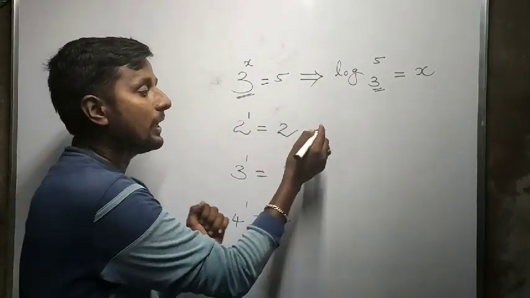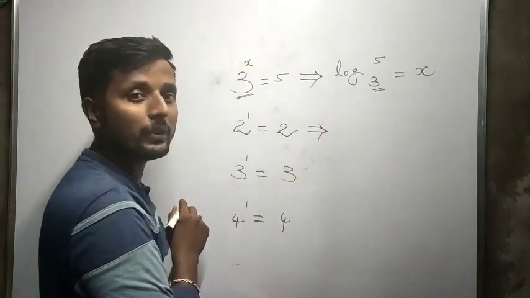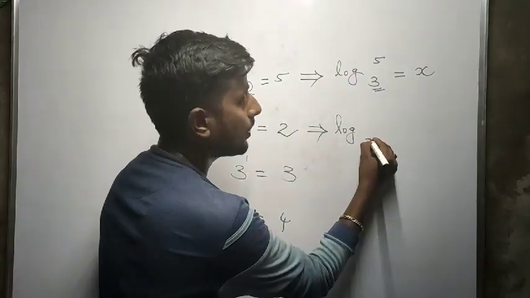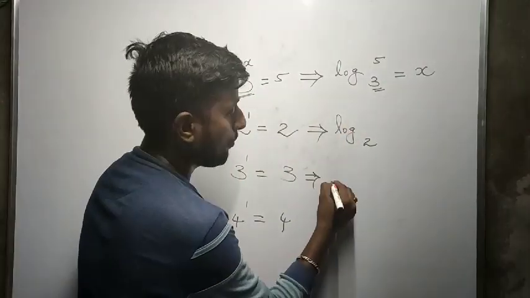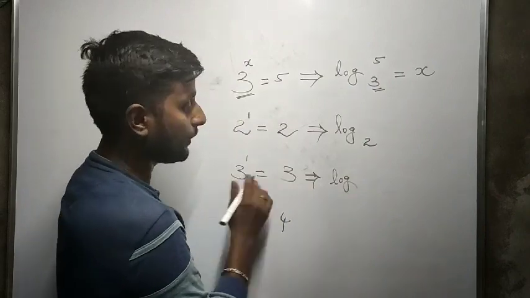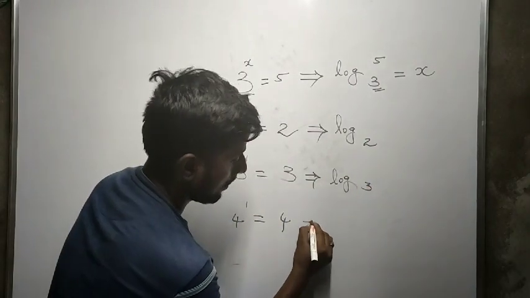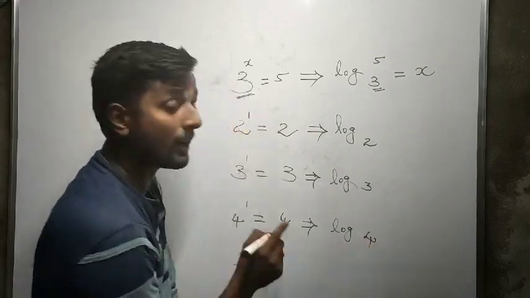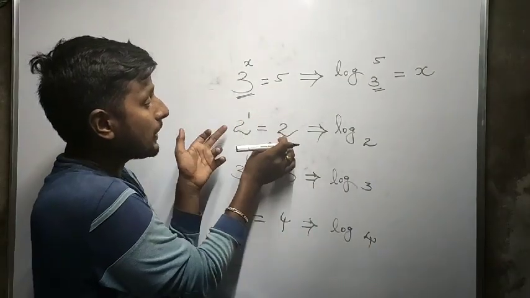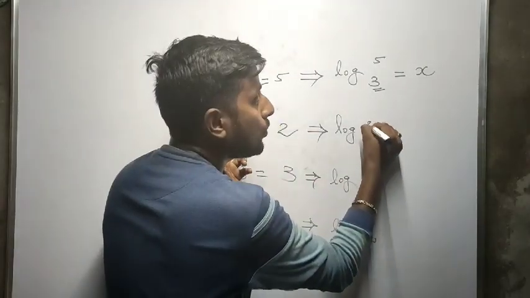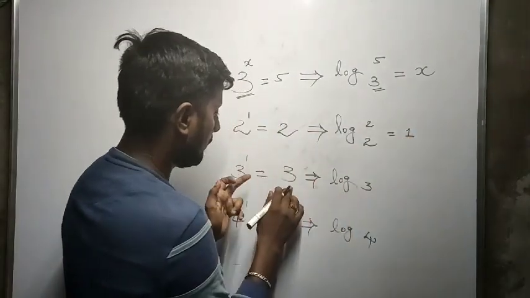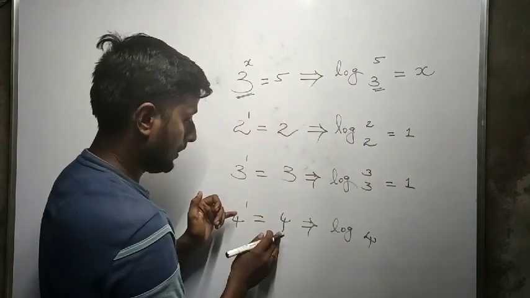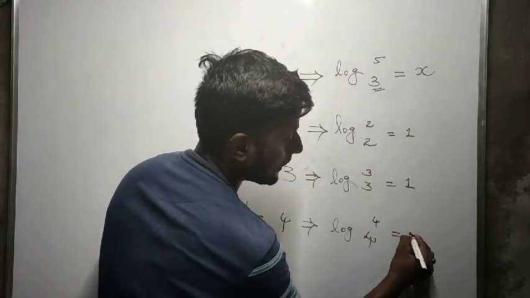So 2 power 1 is equal to 2, 3 power 1 is equal to 3, 4 power 1 is equal to 4. If you convert to log form, look at log, what is the base here? 2, no? Yes. What is the base here? 3, no? So 3. Log, what is the base here? 4, no? 4. They will exchange the places. That means 2 comes here, correct? So 2 is equal to 1. Here they will exchange. So 3 is equal to 1. So here 4 is equal to 1.